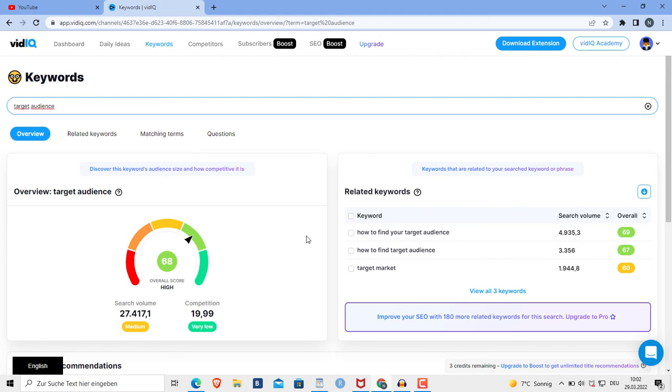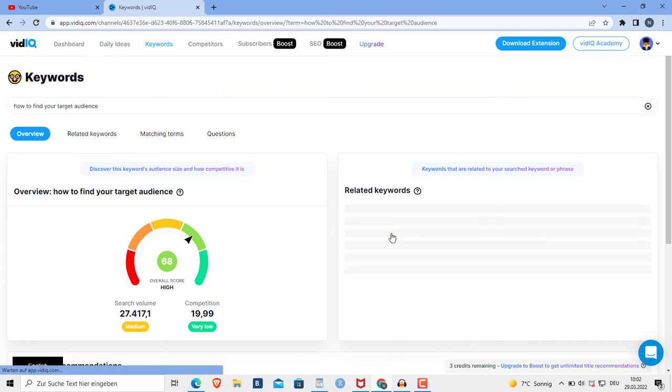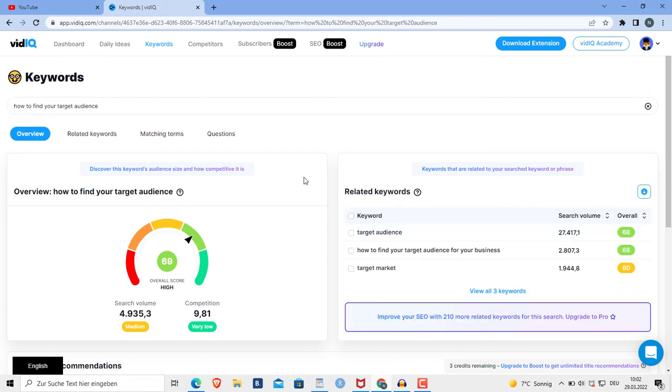Further on, we can take a look at related keywords. The first one is how to find your target audience. Let's click on it. And we can see the overall score is very similar. So it's an interesting topic. Search volume is around 5,000 per month. And the competition is even lower.